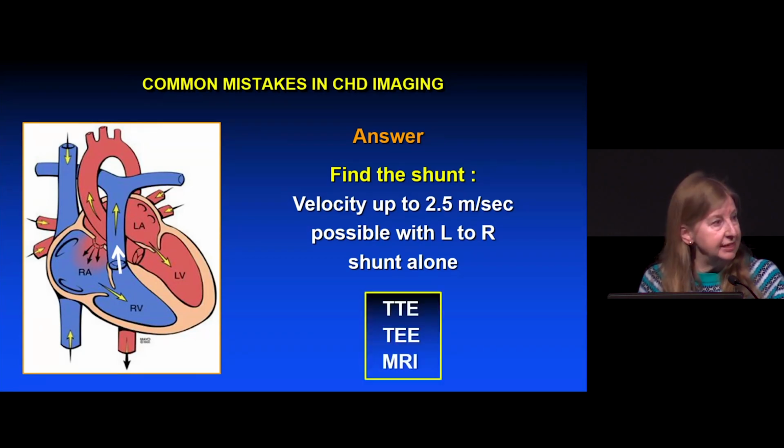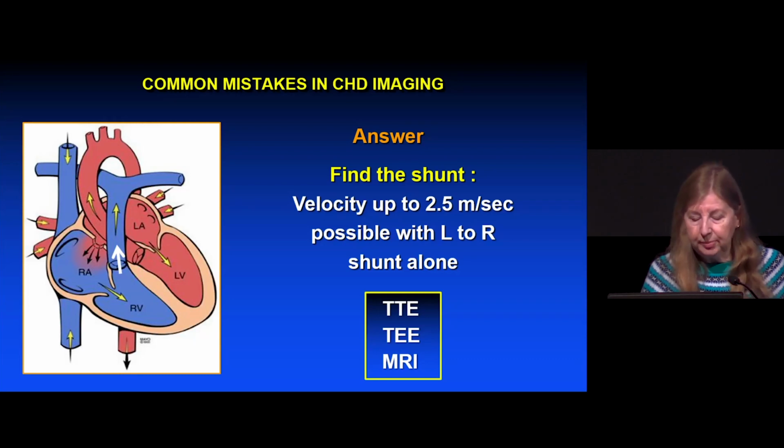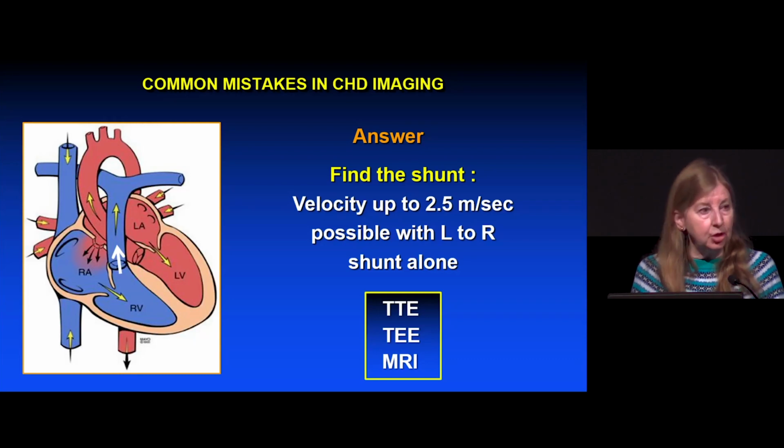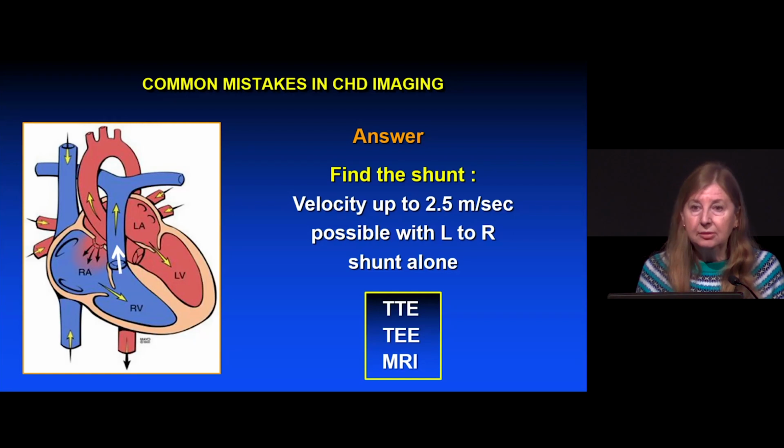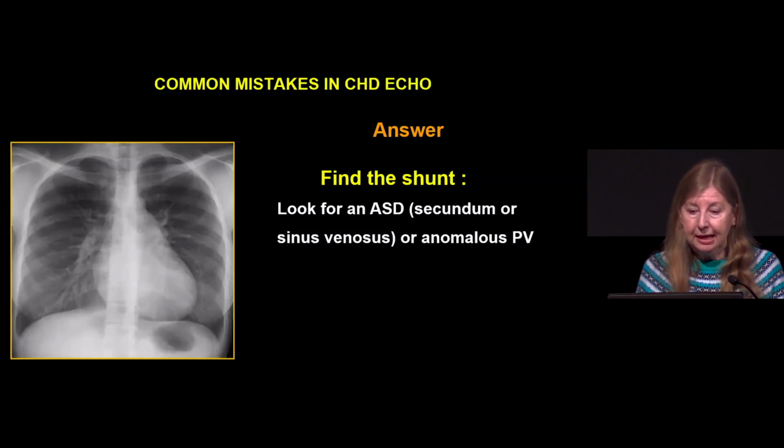So you have to find a shunt when you see the big RV, and of course transthoracic echo is very important, and I'm going to show you some ways to help you find them. But of course, if you can't find it, you have to keep digging, and you might need a TEE or some other imaging like MRI. Here's a classic chest X-ray of an ASD. So you have to look everywhere. Look at every window. That's my message.